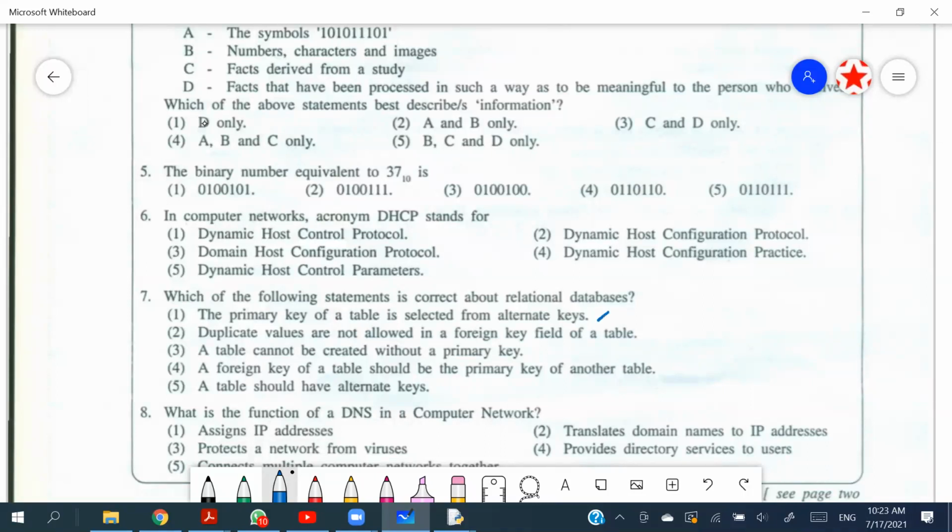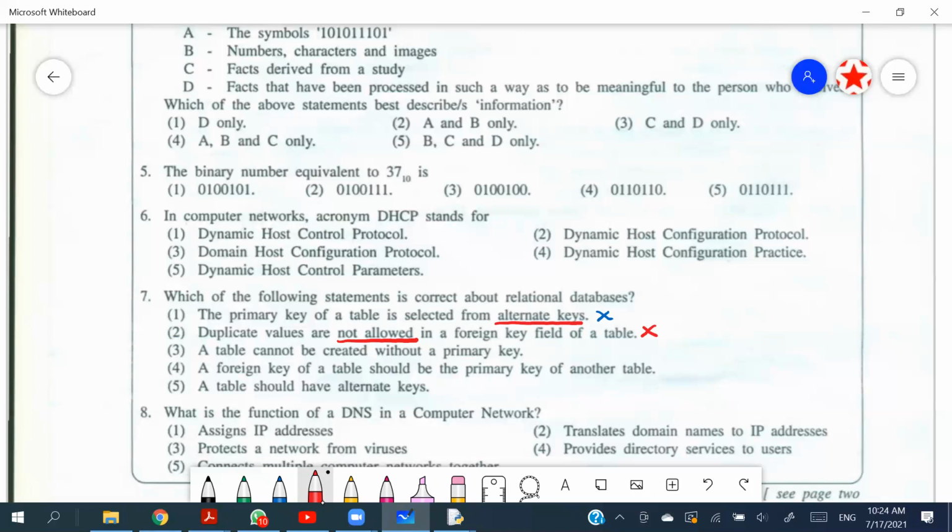So the first one is wrong because of this alternate keyword, right? Primary keys are not selected from the alternate keys, and duplicate values are not allowed. It is not allowed? No, it is allowed in a foreign key field. Where it is not allowed is the primary key field. The primary key field cannot have duplicate values. All other fields can have duplicate values, right? Third one, a table cannot be created without a primary key. I think we have done the SQL and we have created tables without primary keys, right?